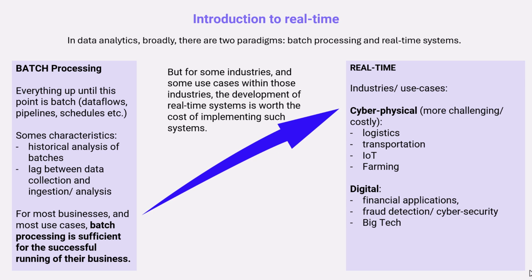And finally, you've got things like big tech, right? So they're really driving forward and they use a lot of real-time systems, things like Netflix, Uber, Airbnb on their websites to optimize click-through rates and things like this in real time.